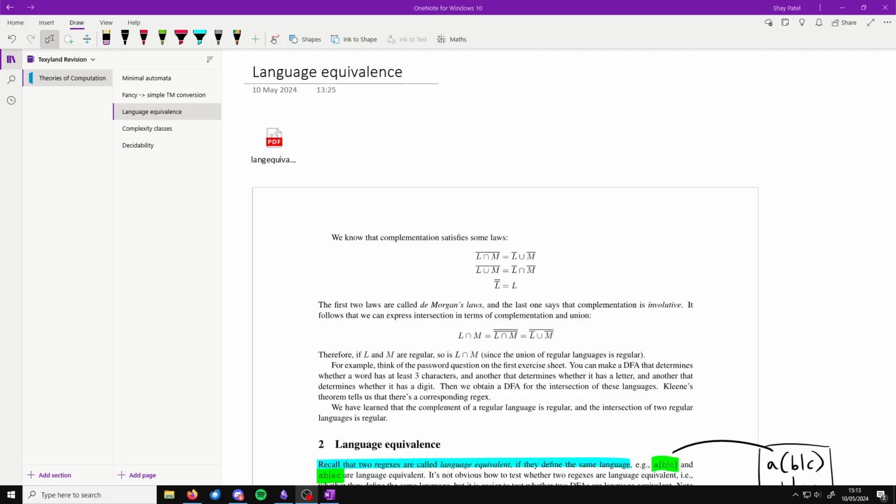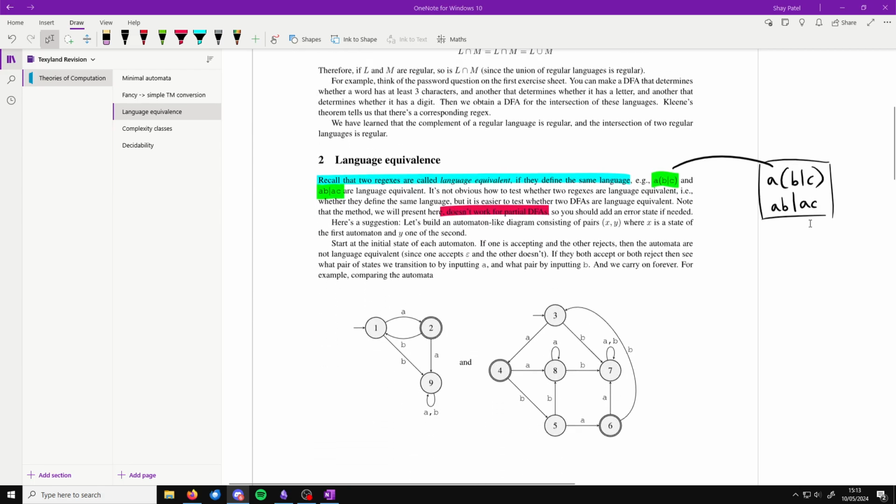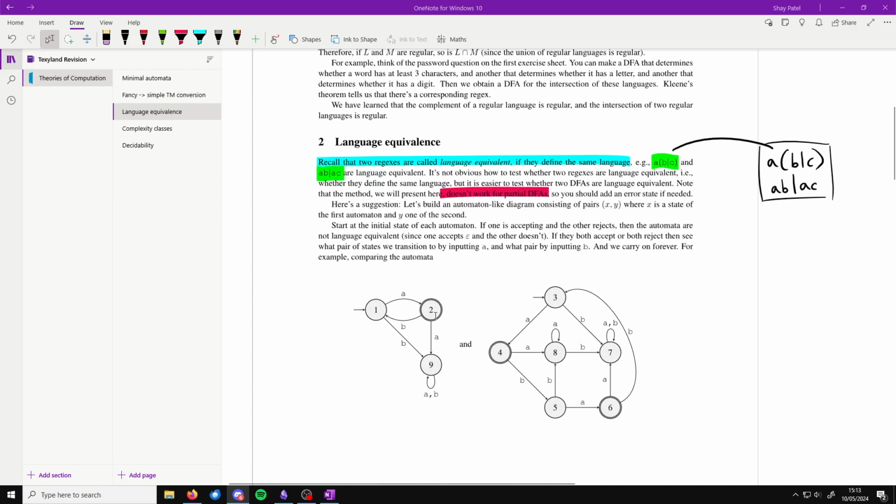Okay, language equivalence. So, all of this is ignorable for this.